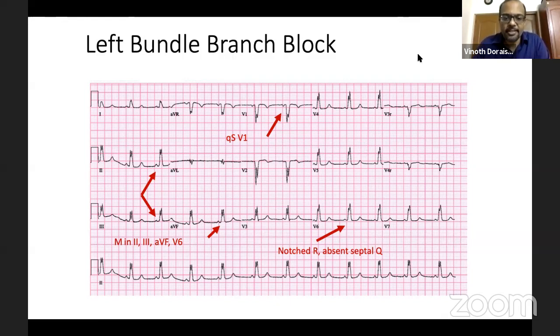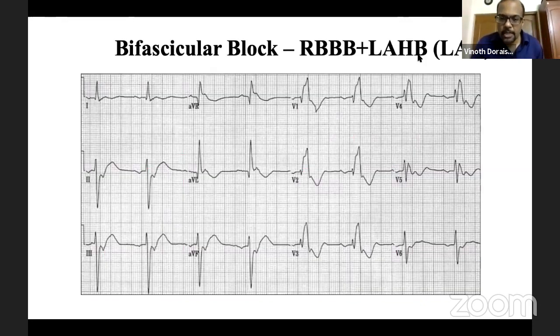Then coming to a bifascicular block. So bifascicular block is basically, you know that the left bundle branch, when I discussed the anatomy of the conduction system, the left bundle branch had a left anterior fascicle, left posterior fascicle, and septal fascicle. So sometimes when only one of the fascicles is blocked, so you have a left anterior fascicle block, which is called a left anterior hemiblock, in association with a right bundle branch block.